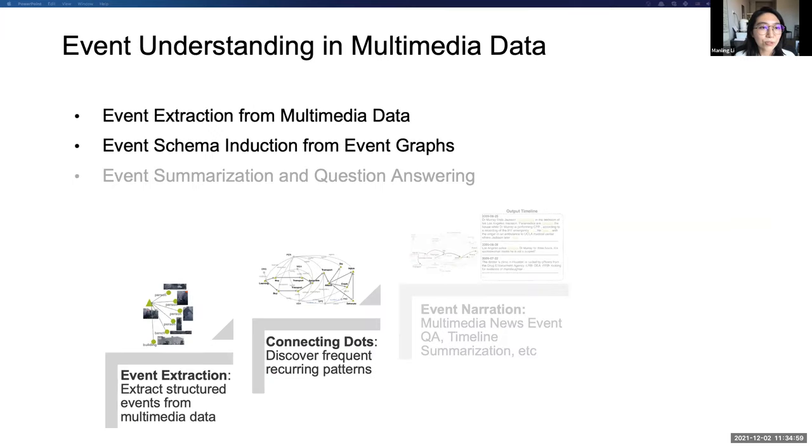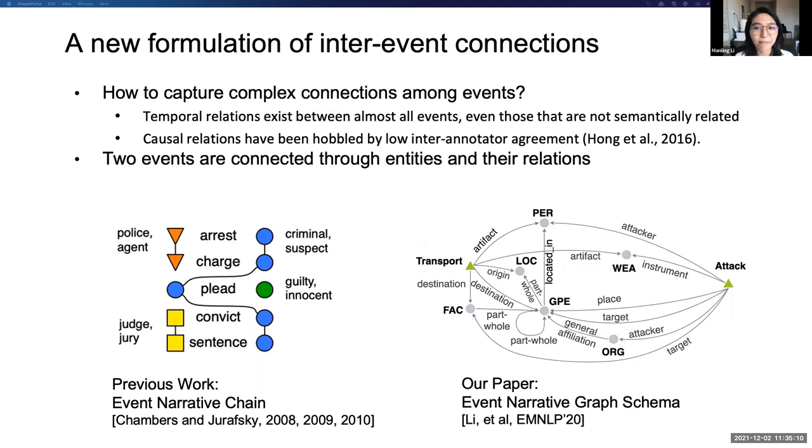Next, I will try to introduce how we can induce the global knowledge when we look at events in a global view. Previous work simplifies the relations between events into some direct links, like temporal orders or causal relations. But temporal orders can be between every event, and the causal relations actually have low inter-annotator agreement. As a result, we propose that it's actually a graph structure connecting two events.